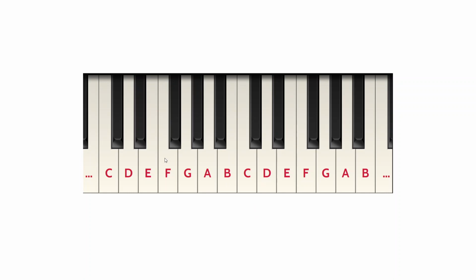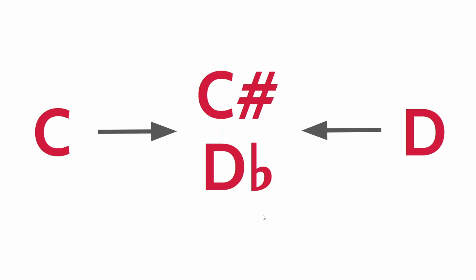And you might be wondering, what are the black keys then? And we'll talk about that in a second. So we need to be introduced first to the idea of the notes in between the notes. So in between C and D, we have the note C sharp, also known as D flat.